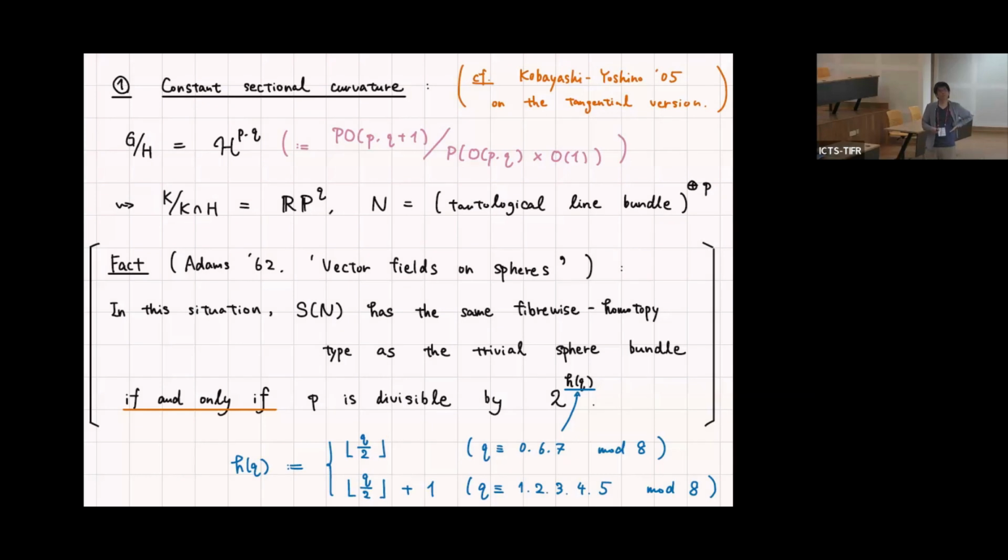So in fact, he solved the vector fields on spheres problem by first saying that the existence of these vector fields ensures that the bundle has the same fiber-wise homotopy type as this one, and then deducing this condition, and then conversely, this condition would imply the existence of the vector fields on spheres. In fact, he factored this statement in his proof of the vector fields on spheres problem. Anyway, in any case, what we need is the equivalence between these two conditions.